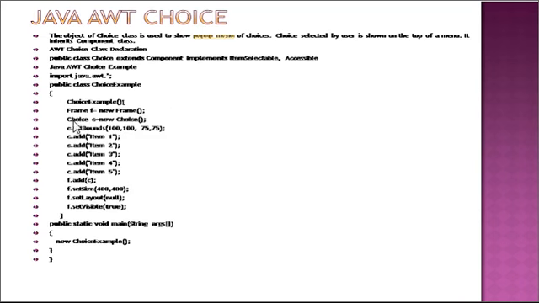The next class is Choice. The Choice class is used to show the choices of your requirement. The choice selected by the user is shown at the top of a menu. There are different types of choices, and you can draw many choices on your frame. See here, item 1, item 2, item 3, item 4, and item 5. These are the choices, and you can add these choices to your frame.